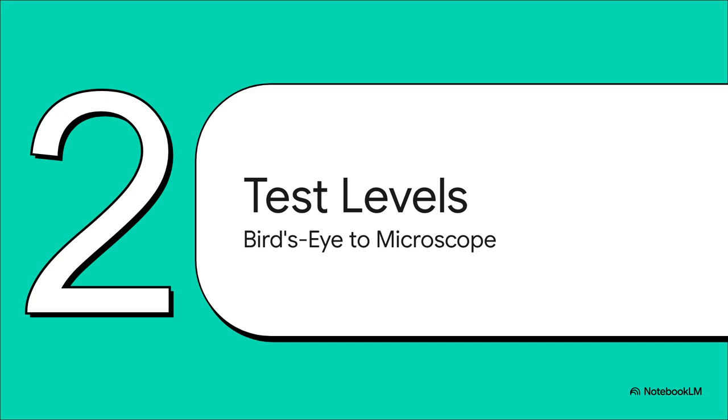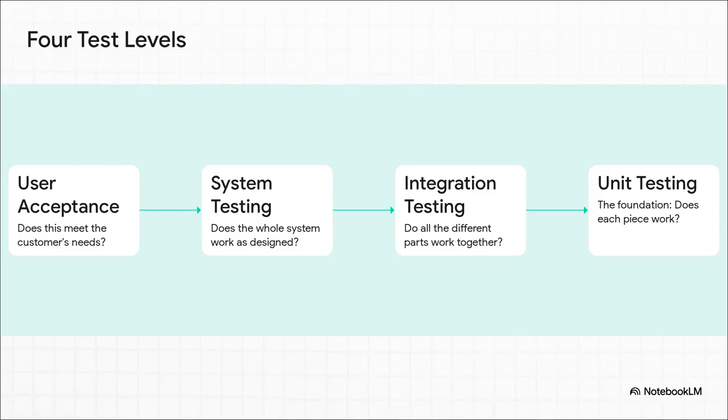Okay, so for right now, let's zoom in on that right side of the V, the verification part. Because it's not just one big test everything button. No. It's actually a really structured process with 4 distinct levels. It's like going from a bird's eye view of the landscape all the way down to looking at it under a microscope.